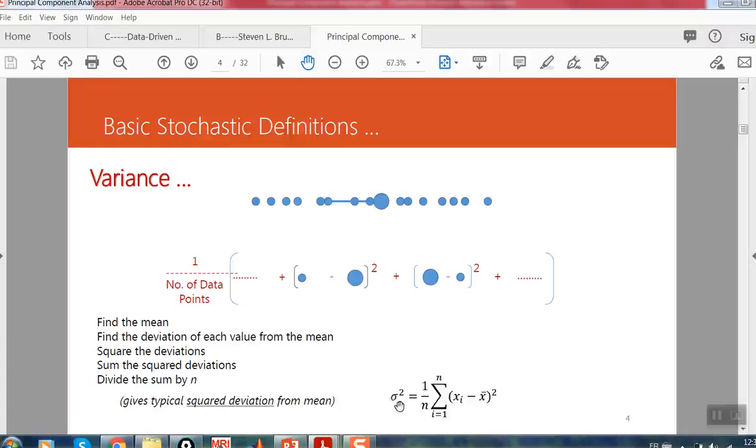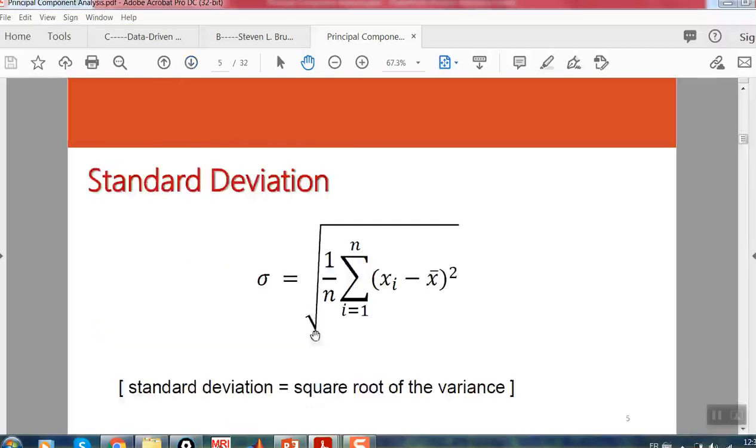The formulation is this: sigma squared is equal to the summation of the squared distances of each data point from the mean of the data, divided by n. And if we calculate the square root of this measurement, we call it the standard deviation. Then the standard deviation is equal to the square root of the variance.